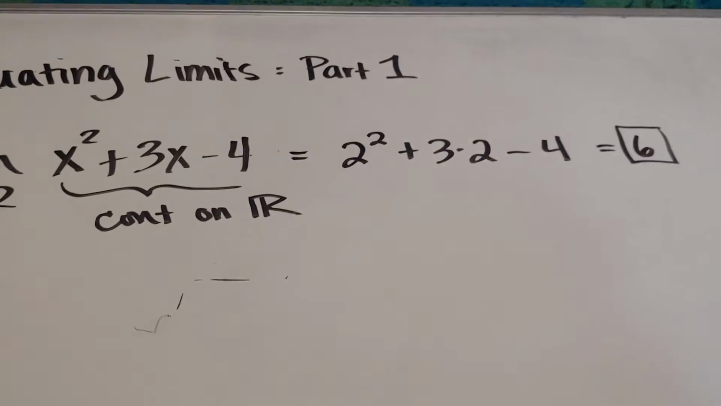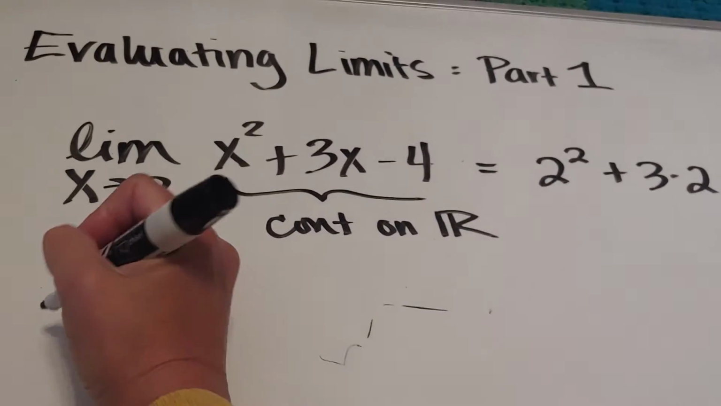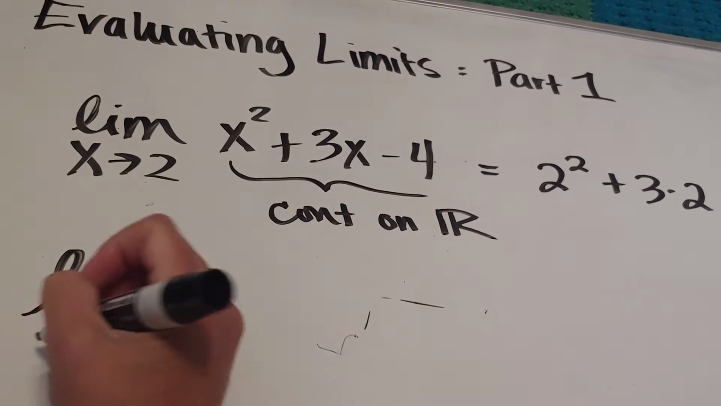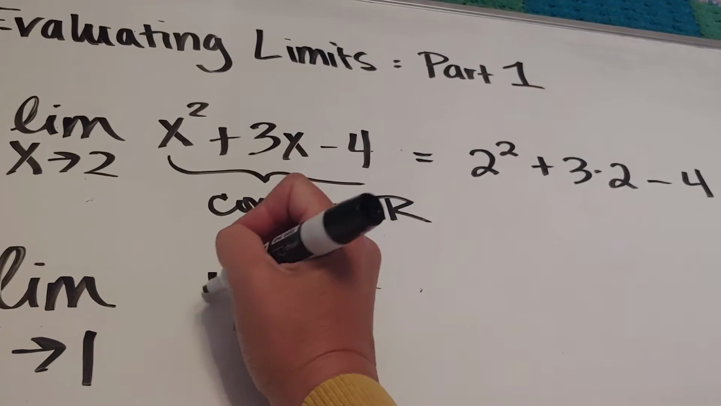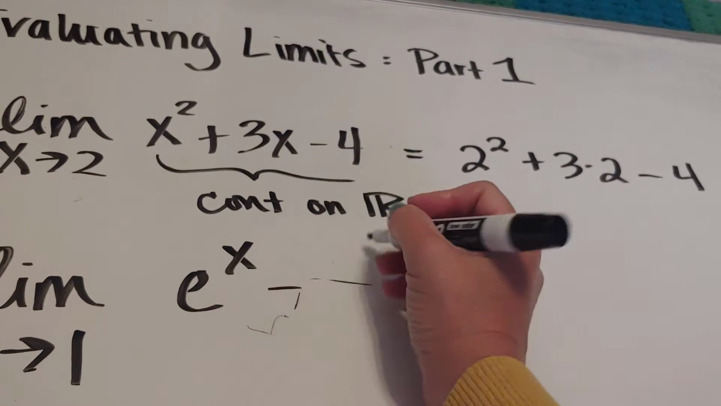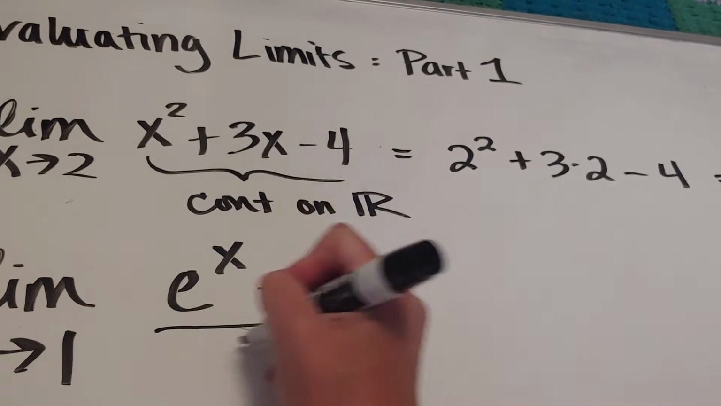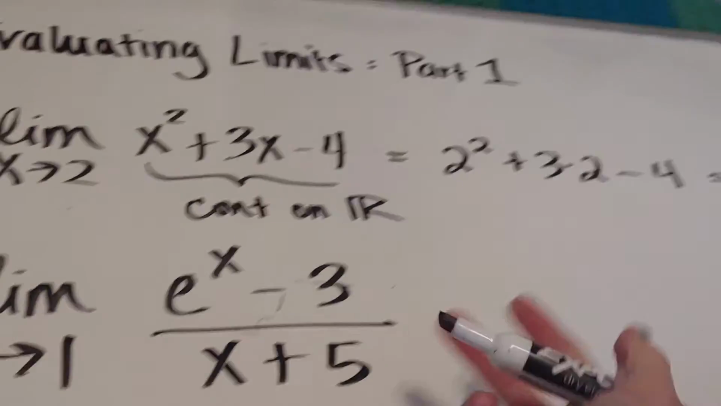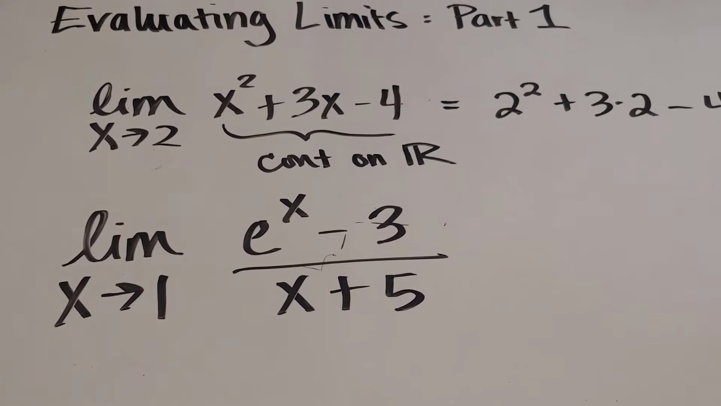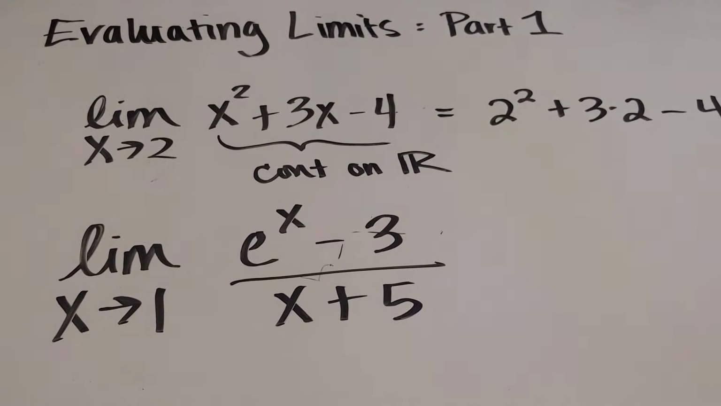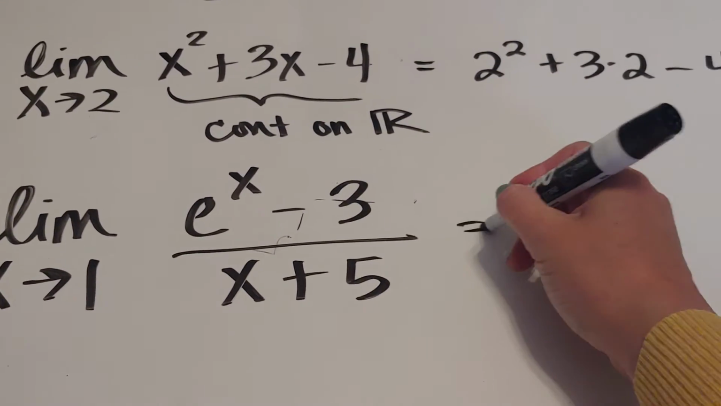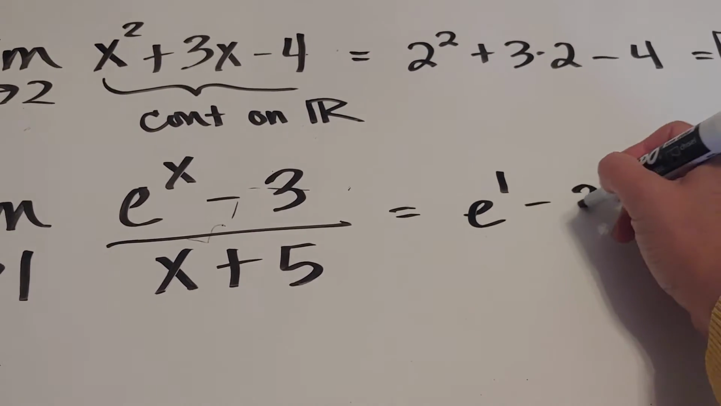Okay. So does that pretty much always work? Yeah, if your function is continuous at that spot, it will work. Even if it's a little bit funky. How funky? I mean, I just made one up. Limit as x goes to 1 of e to the x minus 3 over x plus 5. It's like, plug in 1. If you get an answer, that's the answer.